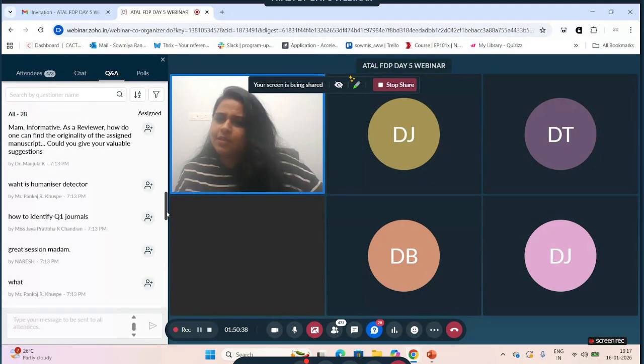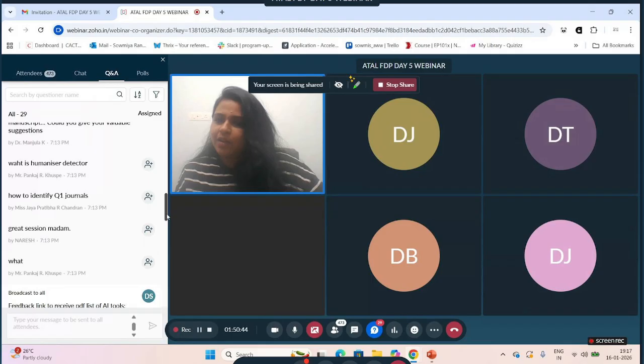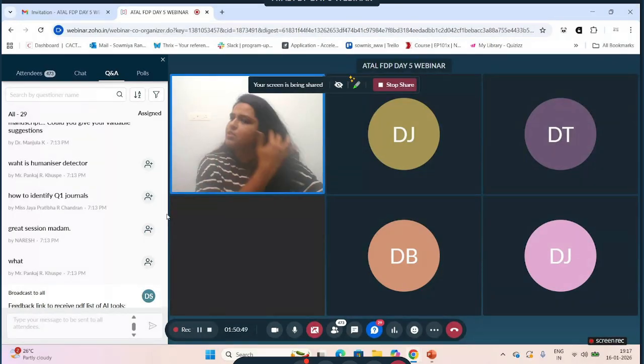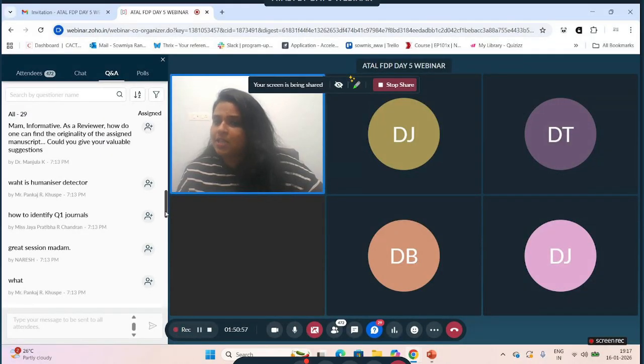Humanizer detector is a detector that can even detect humanized text. Turnitin has that option now. How do you identify Q1 journals? Simply by setting the filter to Q1 on your Scopus search. So when you are searching for your journals on, say, sites like Scopus, there are filters you can use. So you can just set the filter to identify only Q1 journals for your topic.